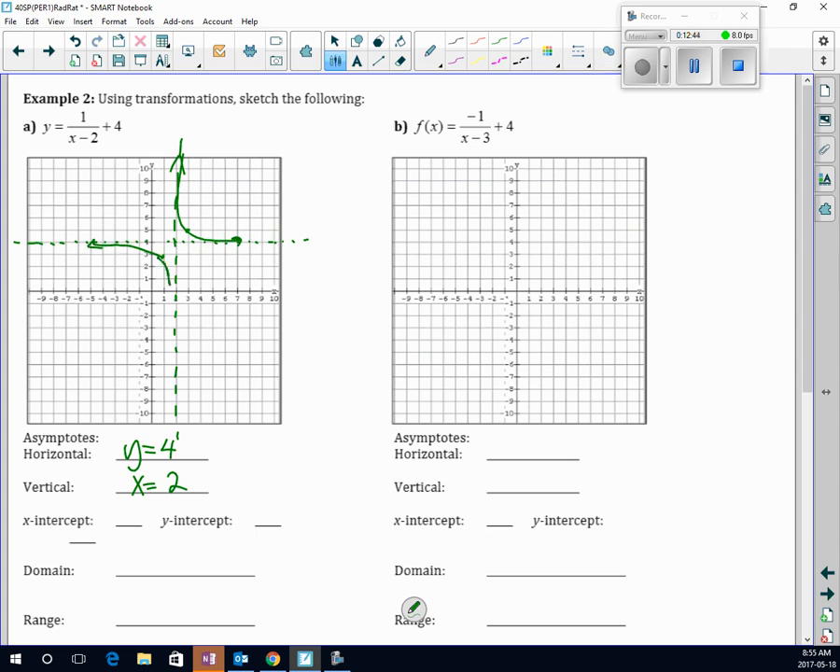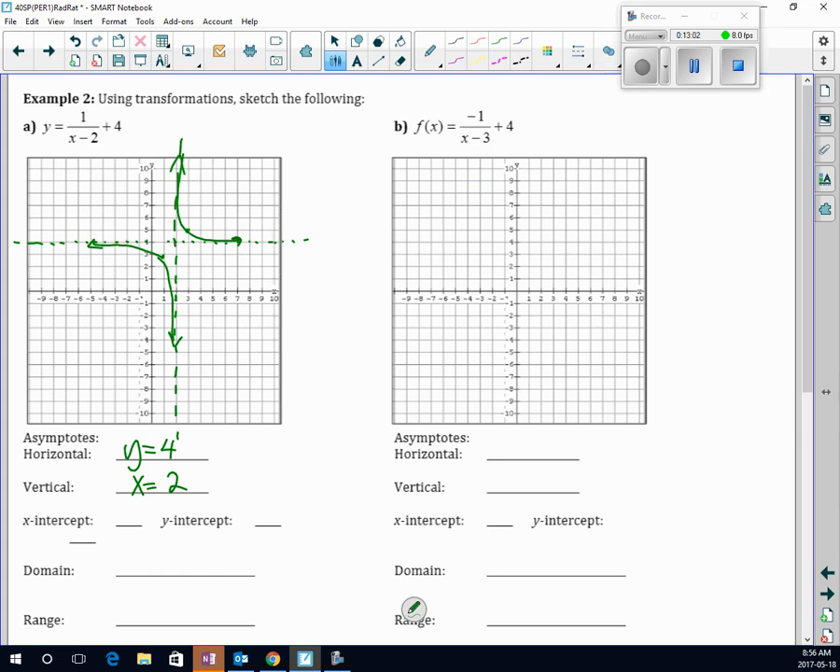Now make sure you don't curl away from the asymptotes. The arrows can hit the asymptotes, the line of the graph or the curve cannot. So my arrowheads can hit the asymptotes, it's just the line can't, okay? And you can't curl away.